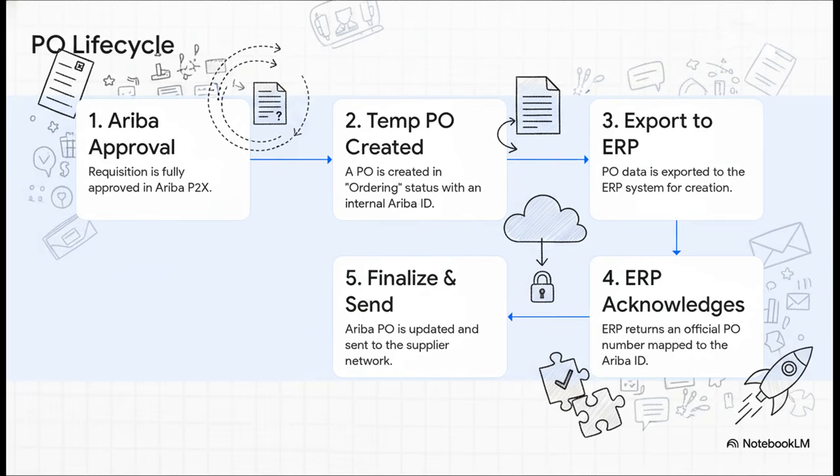At that point, the system creates a PO, but it's kind of in a temporary ordering status with just an internal ID. Then Ariba bundles that data up and sends it to the ERP. The ERP tries to create its official PO, and if everything looks good, it sends a confirmation back to Ariba, which includes the official ERP PO number. Only then does Ariba flip the switch, update the status, and send the final PO out to the supplier. It's a real call and response.